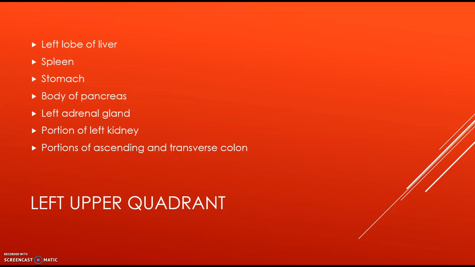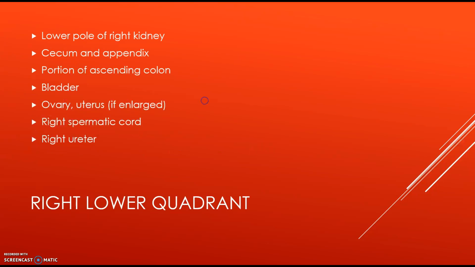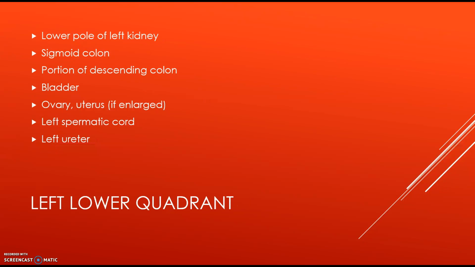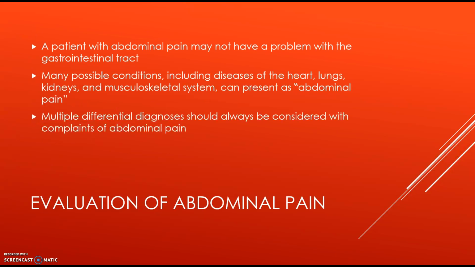Left upper is the left lobe of the liver, the spleen, the stomach, the body of the pancreas, the left adrenal gland, portion of the left kidney, and portion of the ascending and transverse colon. Right lower quadrant, you can read what they are. And left lower quadrant, you can read what they are.